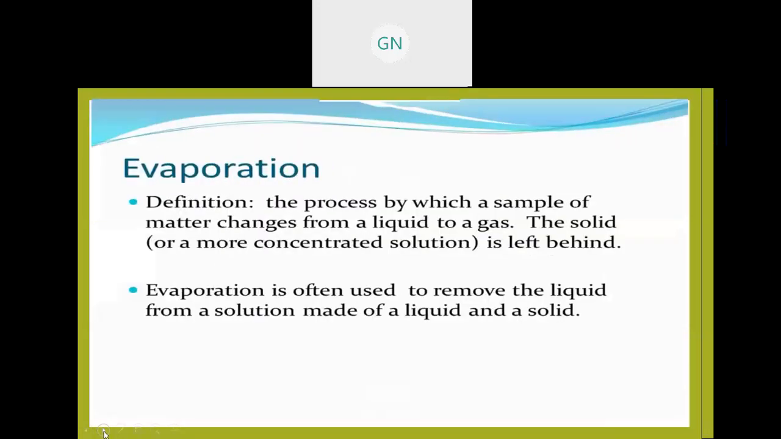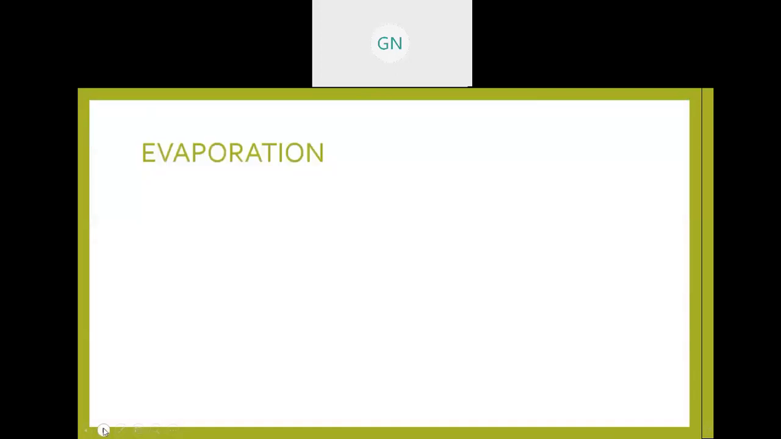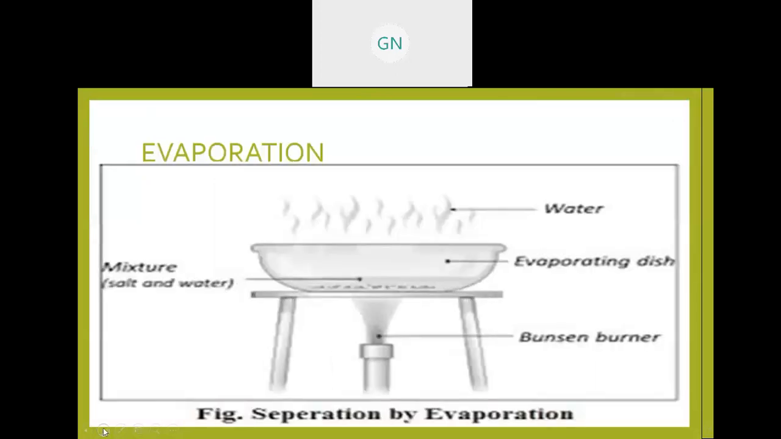Let us see evaporation. It is the process by which a sample of matter changes from a liquid to a gas. The solid is left behind. Evaporation is often used to remove the liquid from a solution made of a liquid and a solid. For example, you can take a salt and water mixture. Salt completely dissolves in water, so it is a homogeneous mixture.